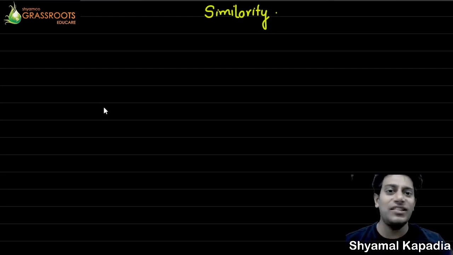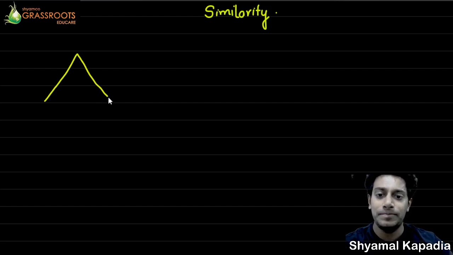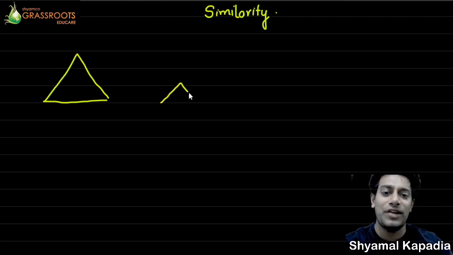Now what exactly do you mean by similarity? In similarity, the triangles are not the same. They are not congruent, they are similar. I wouldn't say the triangles are same. Check this out. If I'm drawing 2 triangles, let's say one is a big triangle and another is a very small triangle. Obviously these 2 triangles are not same, they are not congruent. Let's name the triangle as A, B and C, and the other triangle as P, Q and R.